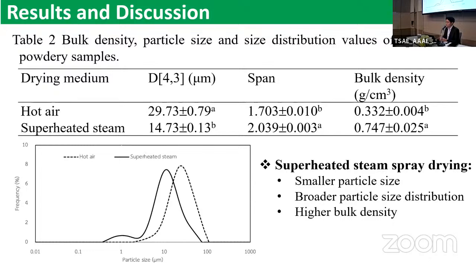Table 2 shows the bulk density, particle size, and size distribution of the spray-dried powder samples. We observe that the steam-dried color powder had smaller particle size and broader particle size distribution. And this result leads to higher bulk density of steam-dried color powders.